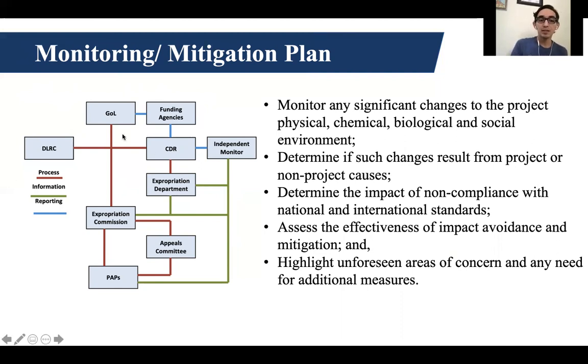Something very interesting is this image provided by the document exemplifying how the mitigation and monitoring plan works. As you can see, the red line shows how the process works. The green line, sorry, shows how the information will be shared by different stakeholders. And finally, the blue lines show who is going to be receiving these reports and who is providing these reports to them.